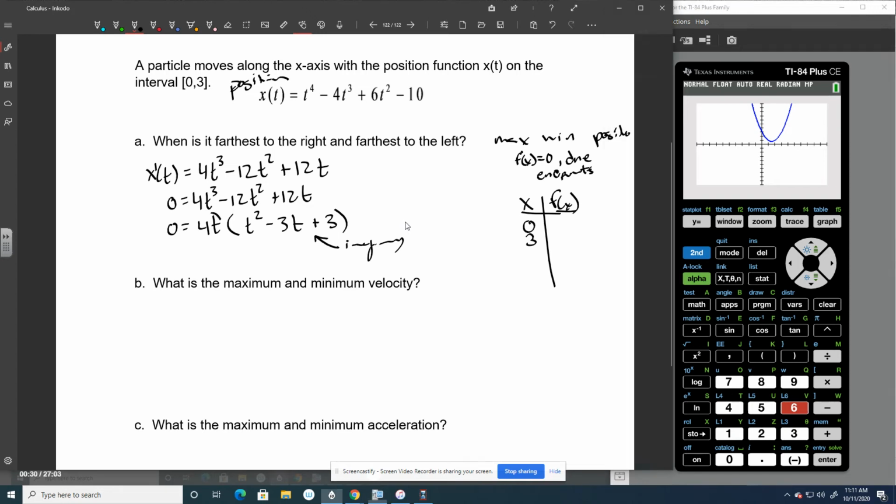The only one that I've got to check is when 4t is equal to 0, which means I need to check when t is equal to 0. And maybe I should make this t and x of t. Use the right labels here. I'm already checking 0 because that's one of my endpoints, right?